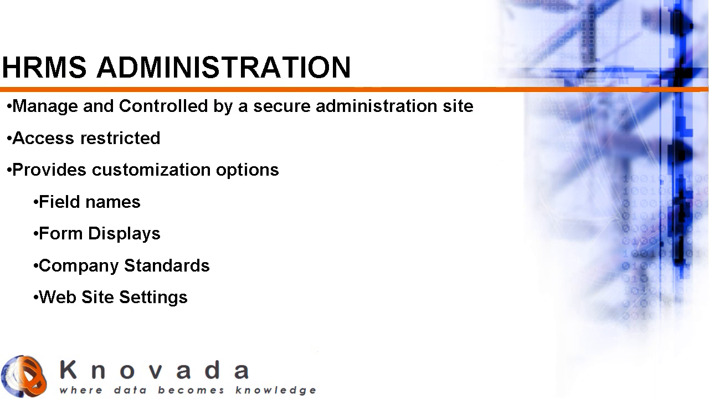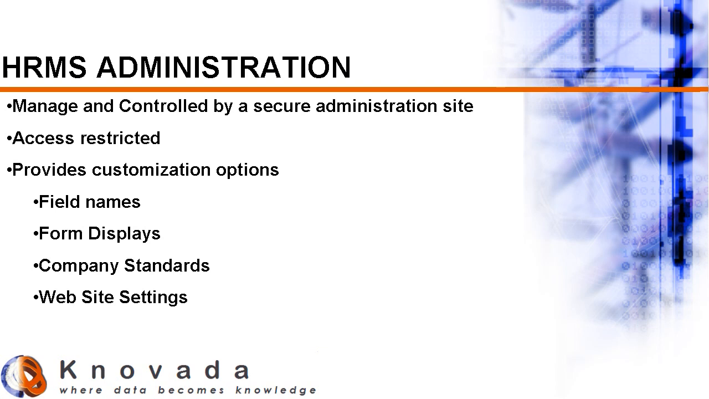In this demonstration we will discuss how a company can manage and control their human resources management system through the HRMS administration module. The management and control being provided by a secure administration site, with access to the site being restricted to designated company employees, who either have system administration responsibilities or management personnel who require access to manage their employees.